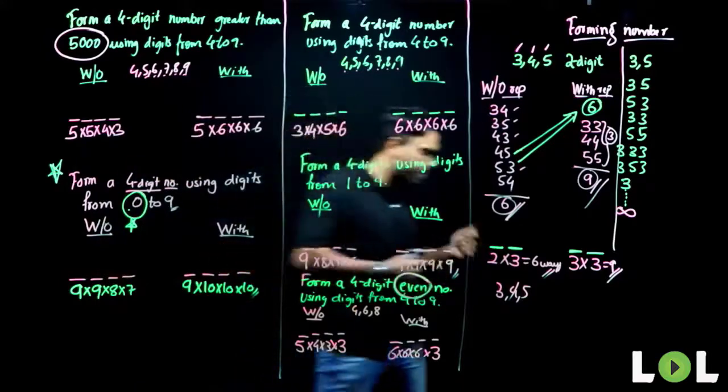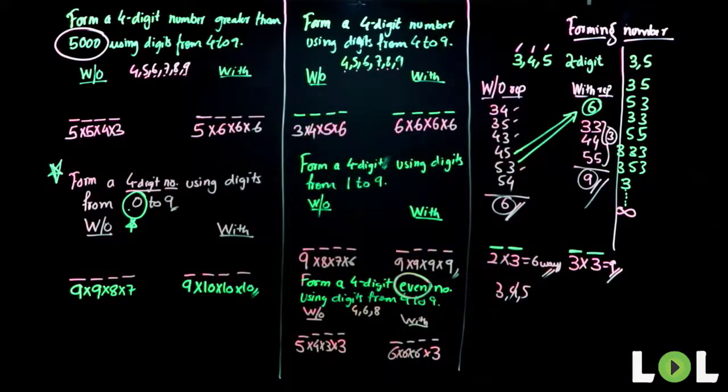So quickly take it down. I'll be back in a minute. Okay, Sri Lakshmi has it out here. Form a 4-digit even number using digits from 4 to 9. Why without repetition? Why use 6 into 5 into 4 into 3? Okay, let me have a look at that. Without repetition, even, where is it? 4-digit even. No, it is even number case here.